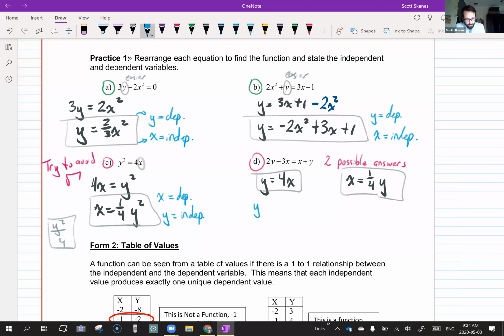The y here would be the dependent because it's isolated, it's alone, it's the output. X is the independent because you can put whatever you want, it's the input. For the second one here, x is actually the dependent and y is the independent. That's why when I said there are 2 possible answers, that's what I meant. You can make the function in 2 different ways.